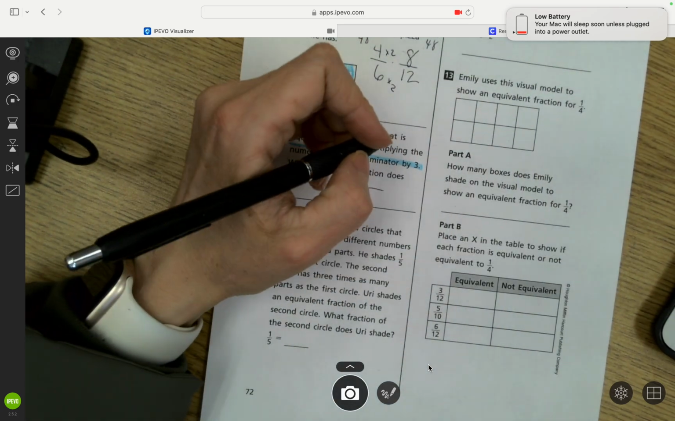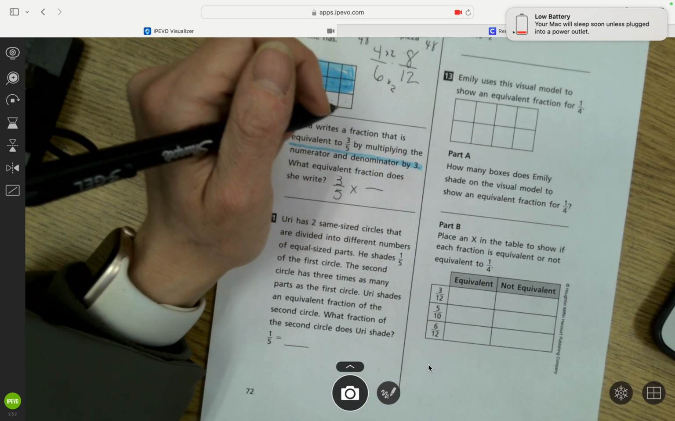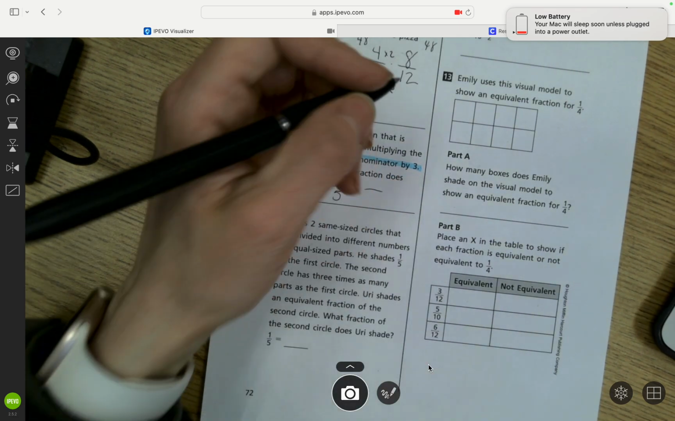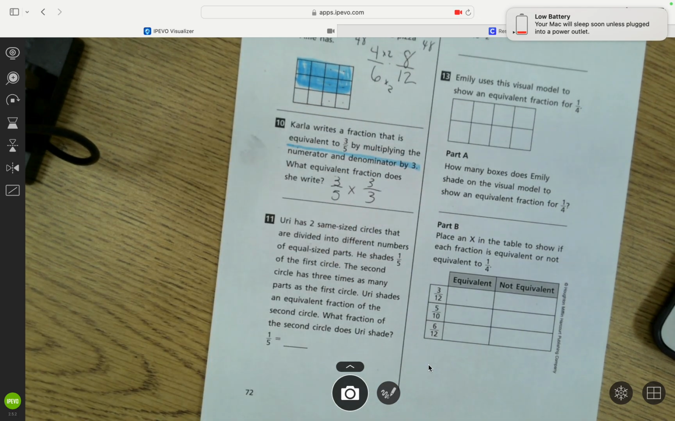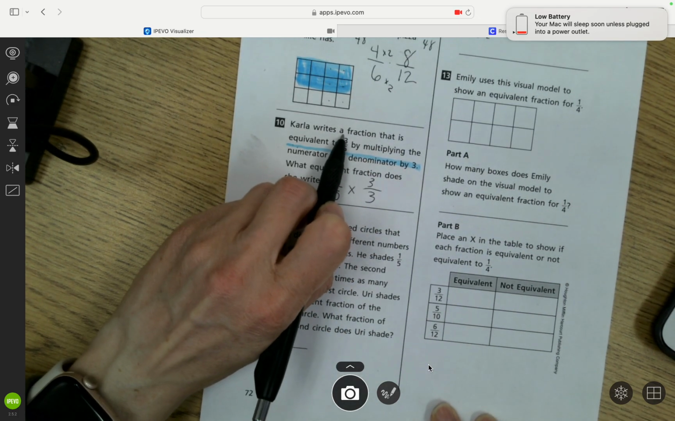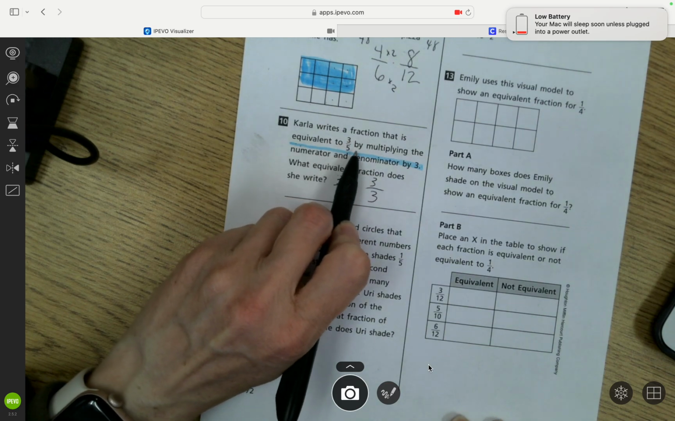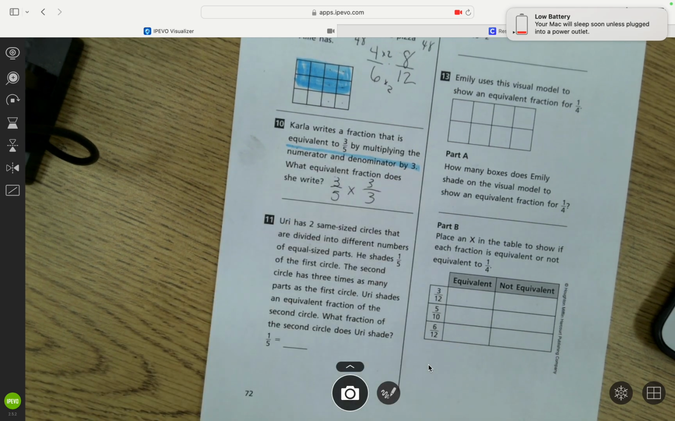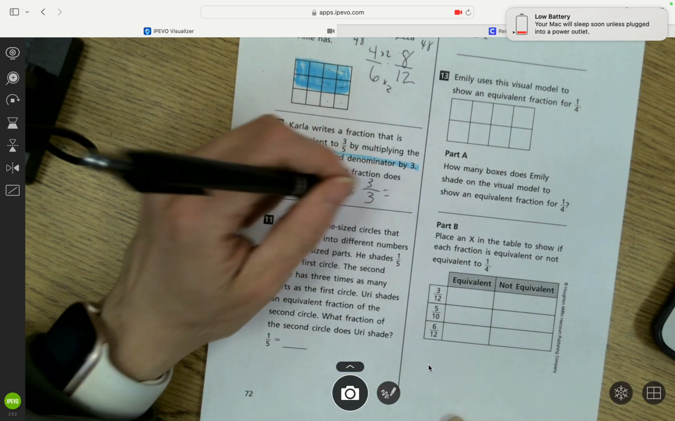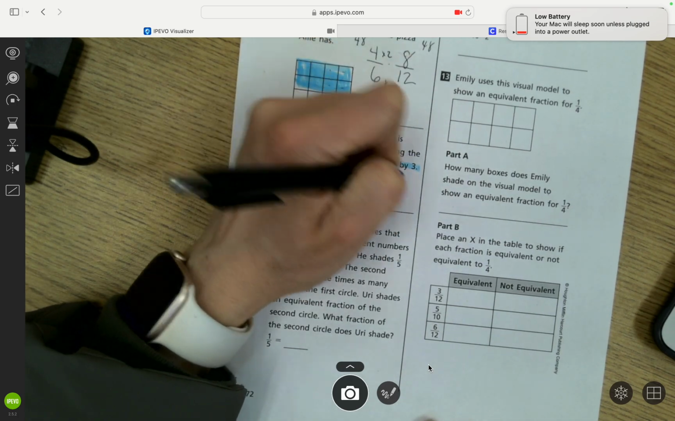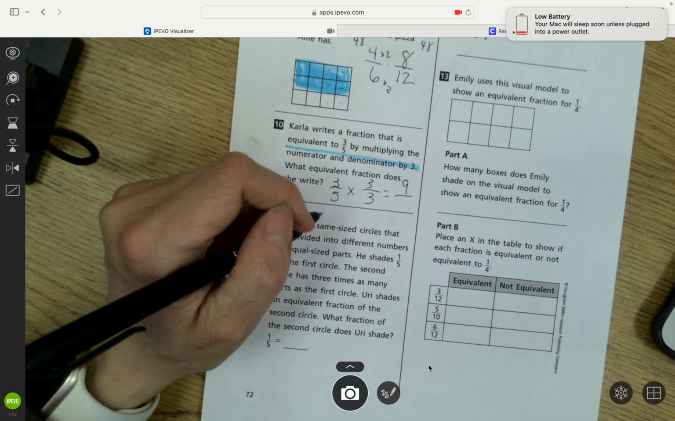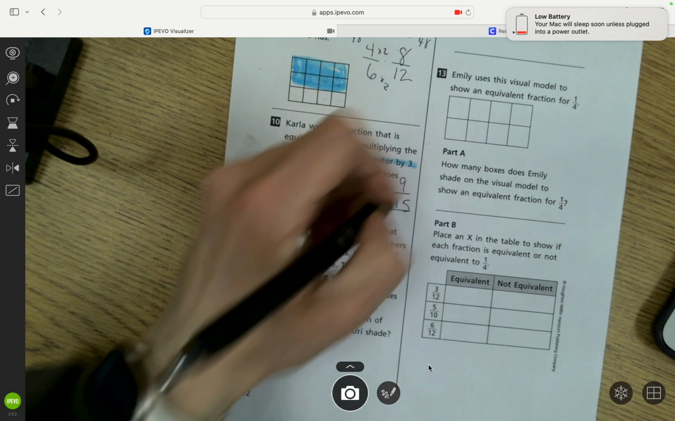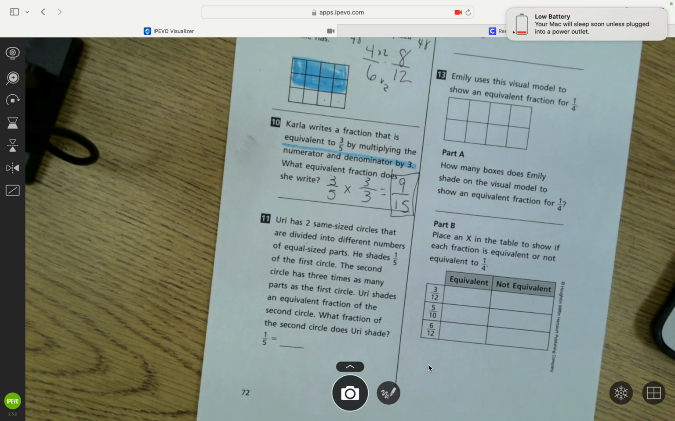So what do you think, V-Bug? What should go in this fraction? What should go on the top and the bottom? I think 3. Yeah. 3 and 3. Because Carla writes a fraction that is equivalent to 3/5 by multiplying the numerator and denominator. So we're multiplying the numerator and denominator by 3. Then we have to multiply. 3 times 3 is what? 9. 5 times 3 is what? 15. Good. So that is our answer, and I'm going to box it to show that that's my final answer.